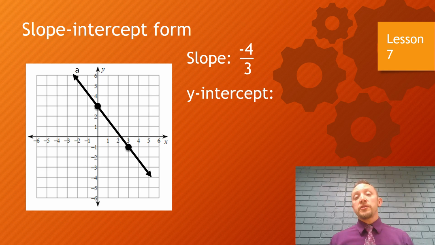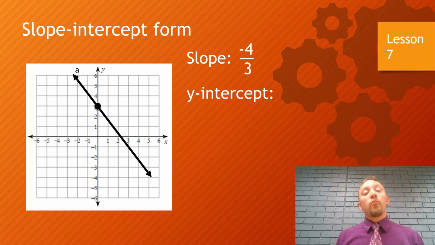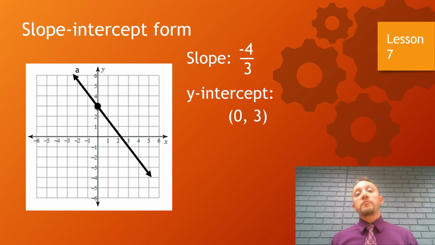Now we want to find the y-intercept. So again, that's the point where it crosses the y-axis. We already talked about that. Remember, that's going to be the coordinate 0, 3.